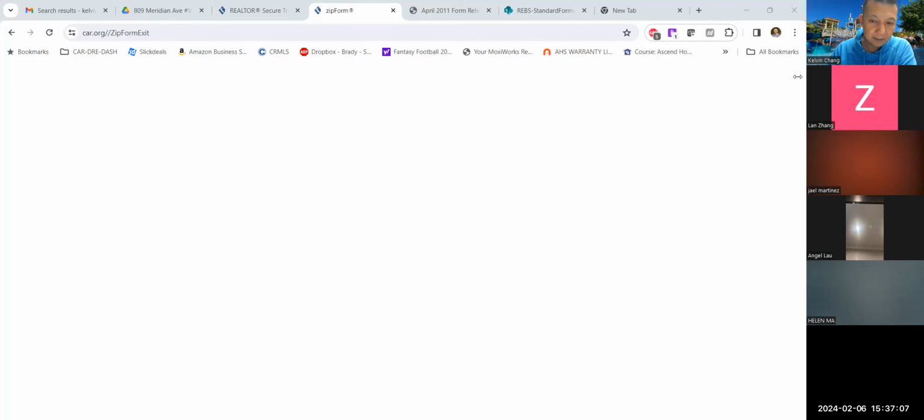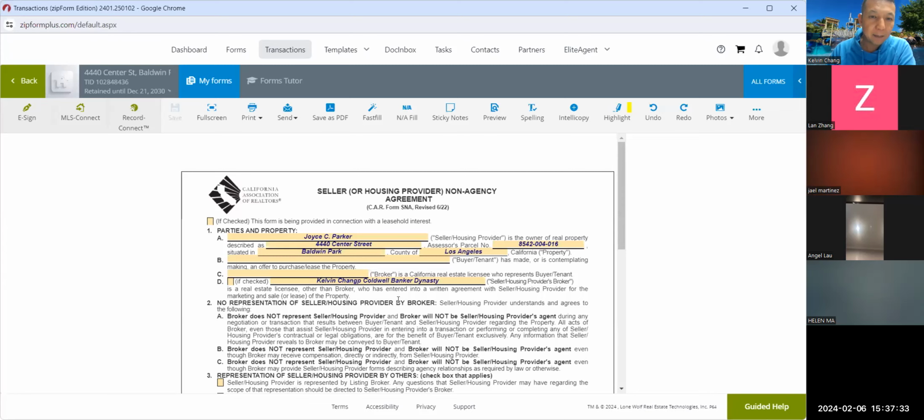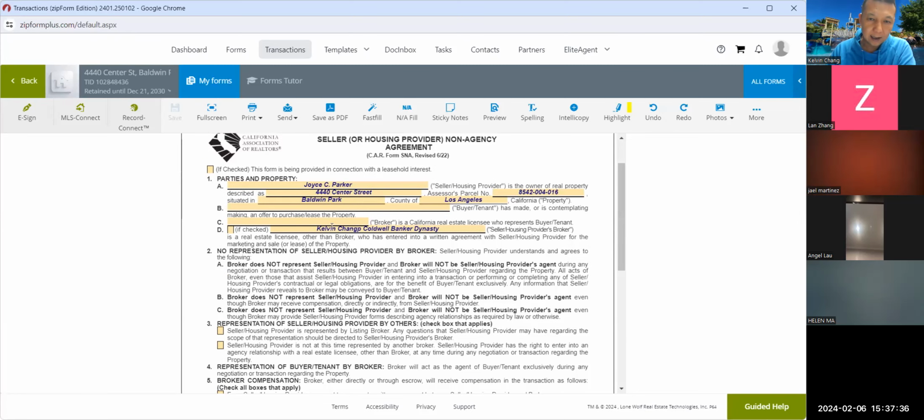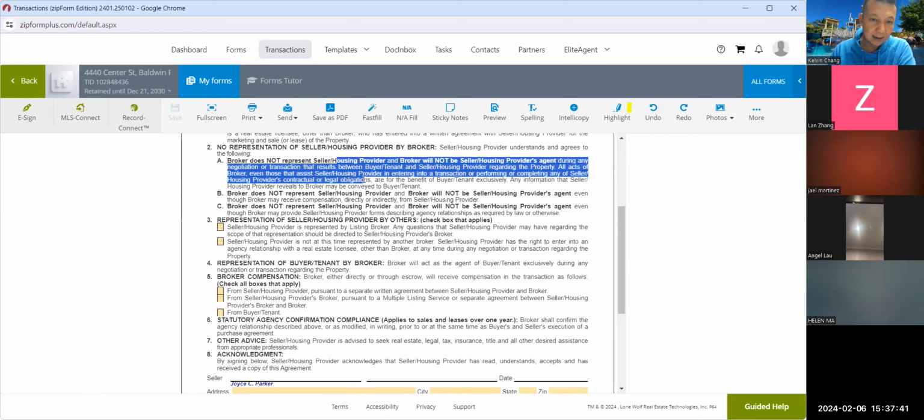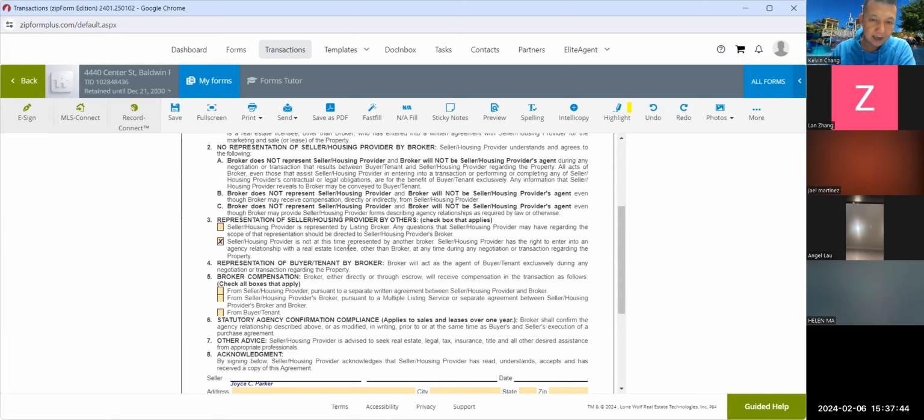And this is the same thing with the seller non-agency agreement, except it's just vice versa. So if I show you the seller non-agency agreement, I don't even know if you see the screen or not. Do you guys see it? I'll try anyways. This is what the seller non-agency looks like. I represent the buyer only. Hey, seller, you have no representation. Seller is not at this time represented by another broker.